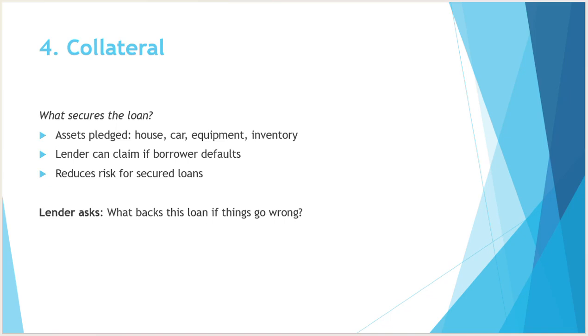So the lender can claim if the borrower defaults. Collateral is important if the borrower defaults or is not able to repay the principal and interest for the upcoming period. In that case, the lender will go and seize the collateral property or collateral item, and recover the value from that. So it reduces the risk of a secured loan, and the lender asks what backs this loan if things go wrong. So what backs it and what helps them if things go wrong.